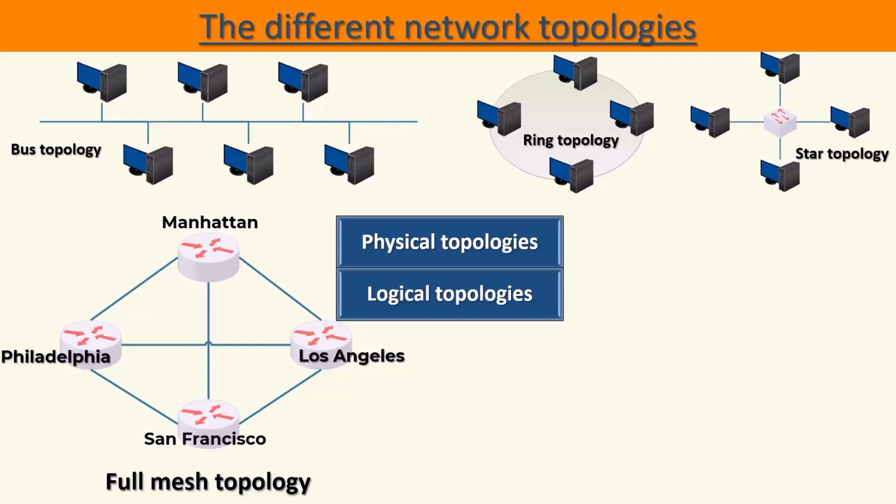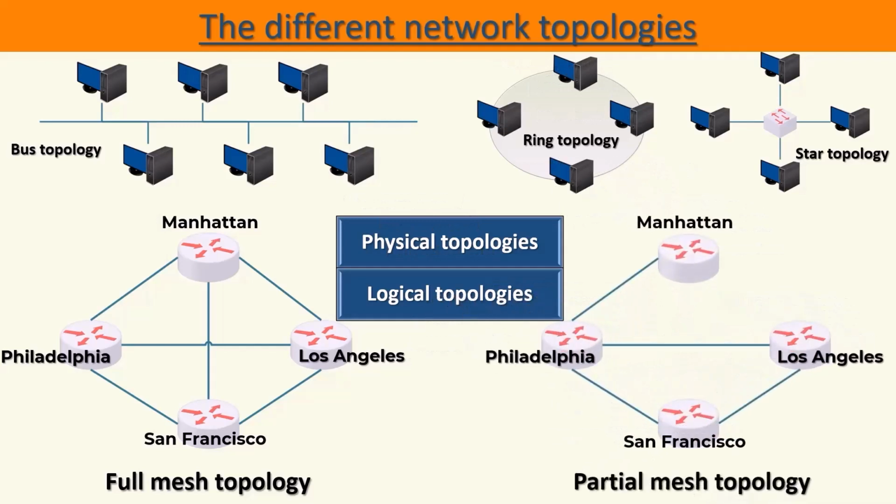Another option is to ensure that only the important sites have connections to all other sites, as in this example. Here you can see that the Philadelphia router has a direct connection with the other routers. Manhattan is only connected to Philadelphia, and Los Angeles has a connection to Philadelphia and San Francisco. This topology is a trade-off between failure tolerance and cost.